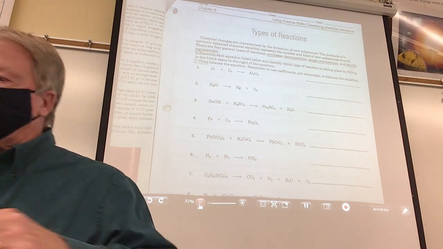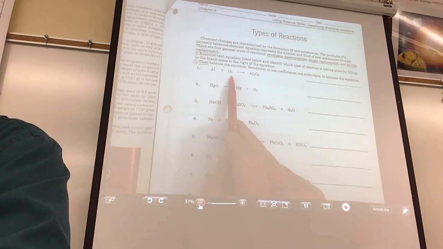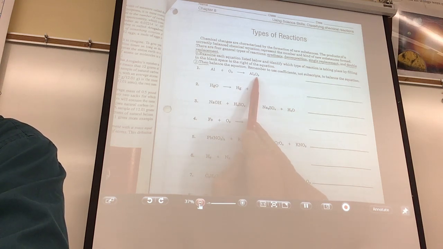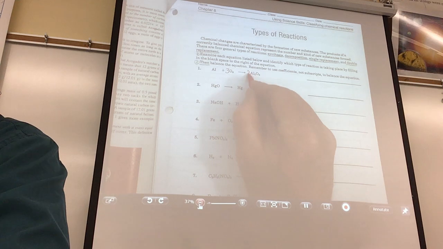As I scan through here, what kind of tricks do I see? See that O2? No matter what I put in front of there, it's going to be even. So I notice there's 2 O's here and 3 here, and that's just not going to work, is it? The smallest number that 2 and 3 go into is 6. So I'm going to try to put a 3 here and a 2 here.